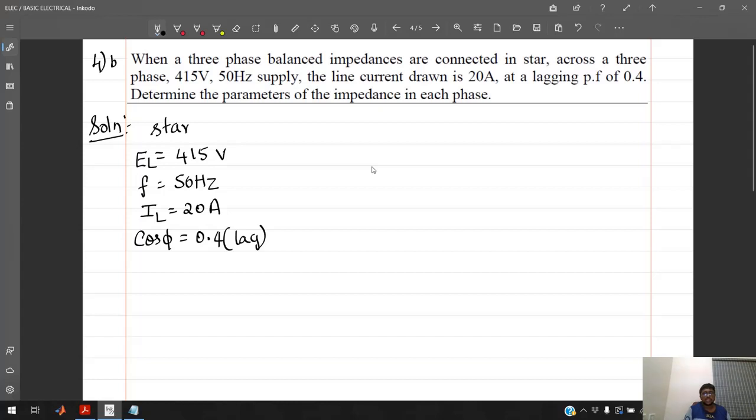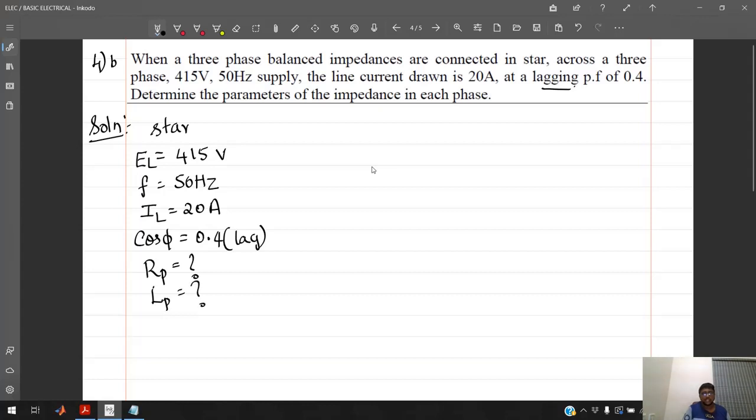You don't know what is there in each phase, whether it is RL or RC or whether it is pure R. But if it is pure R, the power factor will be unity, but they have given it as 0.4, and since they have mentioned it as lagging power factor, as you know, in the case of an inductive circuit, the current is always lagging the voltage by some angle. So in the question itself they have given that it is an RL circuit. You need to calculate what is RP, the resistance in each phase, and the value of XLP in each phase.